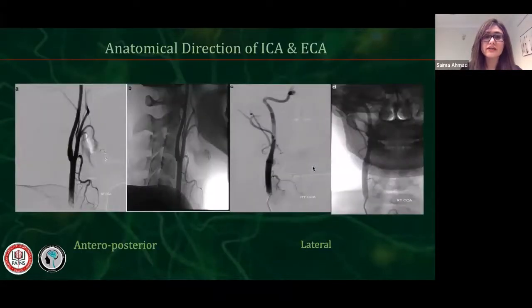So again, the anatomical direction of the ICA and the ECA. This is the subtracted, unsubtracted, subtracted, and then the unsubtracted view of the bifurcation. And you can see again that the bifurcation is at the level of C3 and C4. It is the commonest bifurcation point. We can have a low bifurcation and an upper bifurcation, but the commonest point is C3 and C4. And again, in the cervical segment, you see the different branches arising from the ECA, but no branch from the ICA.